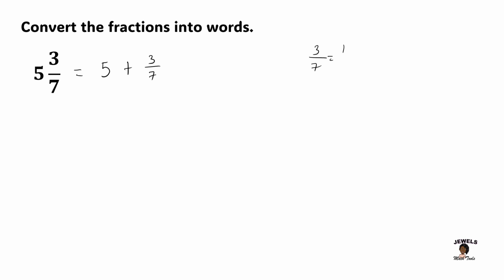So our 3 will be written back in the numerator. Our 7, and we know that when we are writing it, our ordinal number is 7th. So that's 7 with the "th" at the end. And then our final form for this number would be 3 sevenths. So now let's put these numbers together. So we have our 5, and "and" replaces our plus sign, and we put back our 3 sevenths.